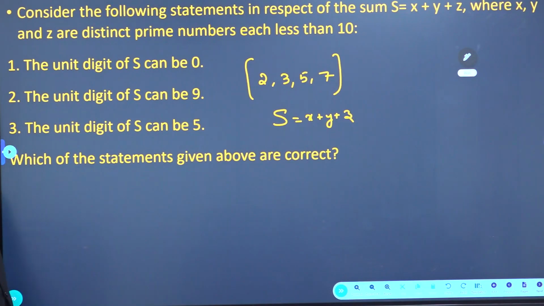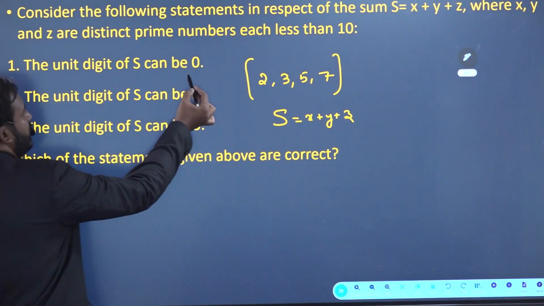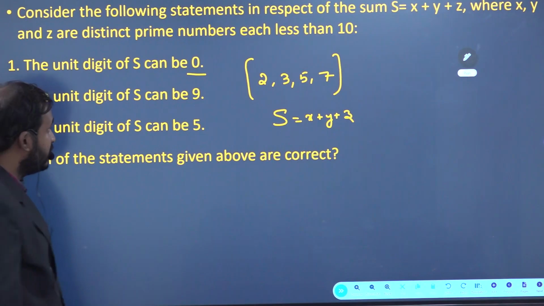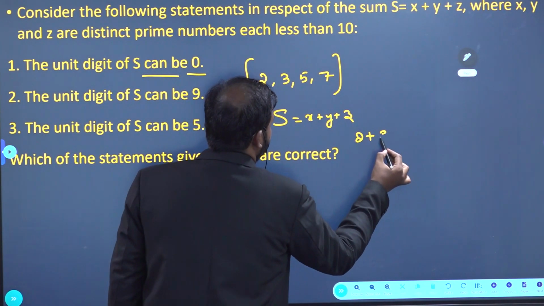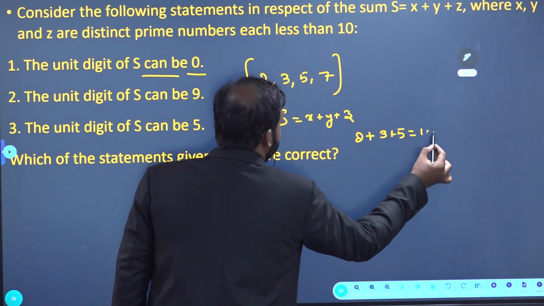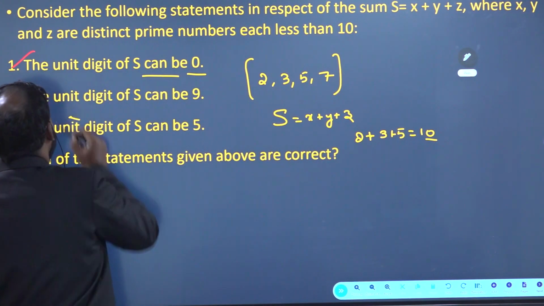Okay. Now the unit digit of s can be 0. See here, can be, right? I will check for a possibility. 2 plus 3 plus 5, what is it? 10. Can be 0? Yes, there is a possibility.